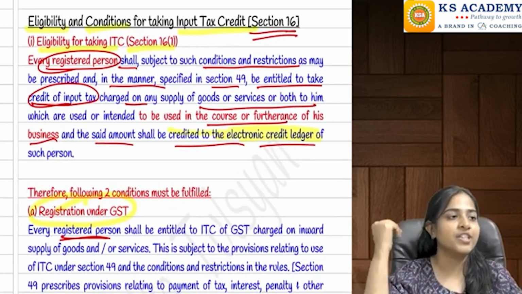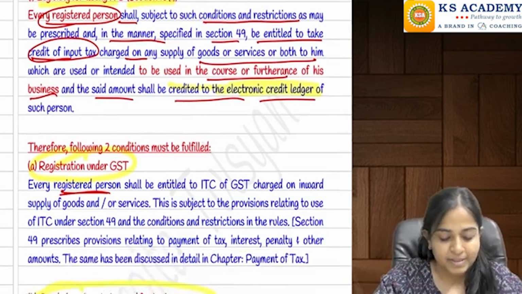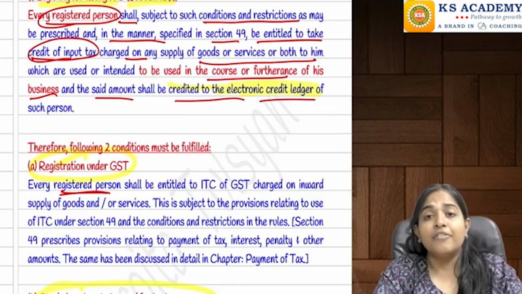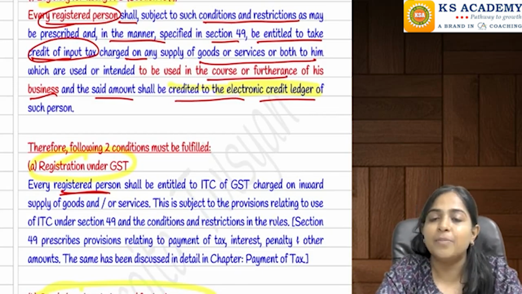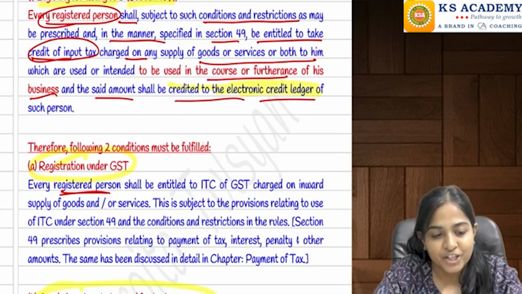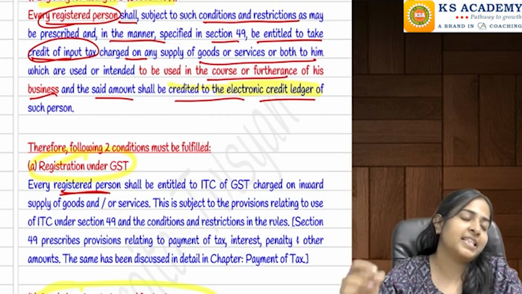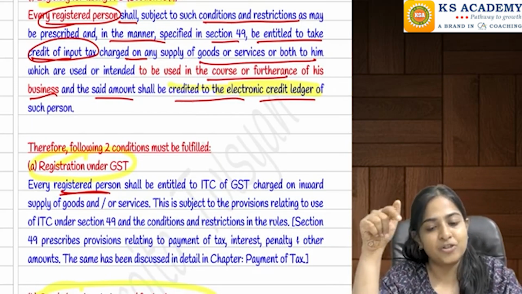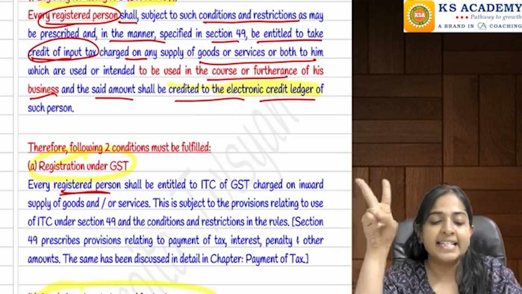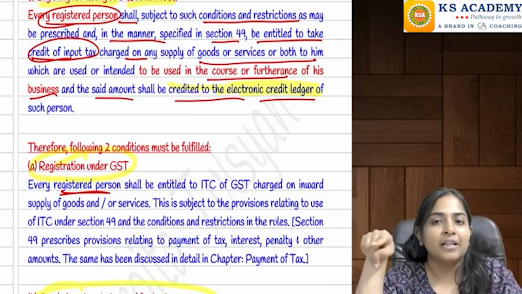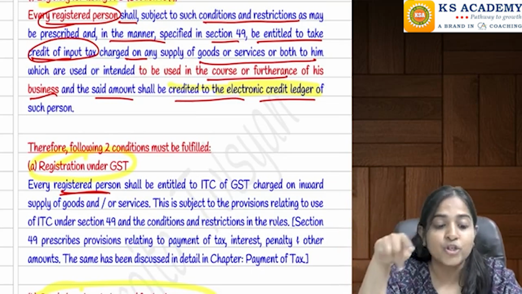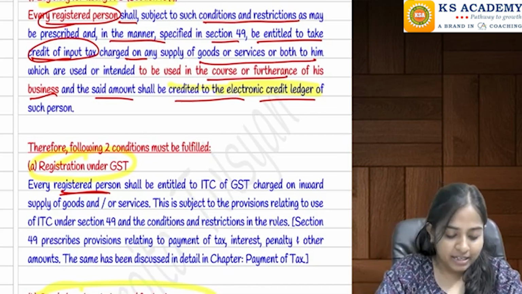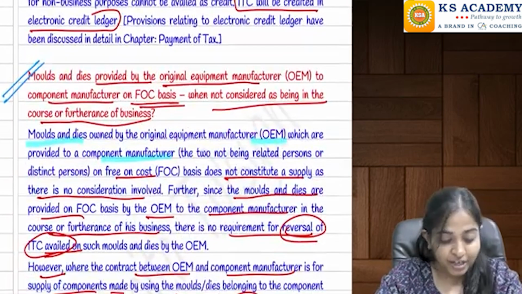Now starting with the main provisions. First one, section number 16. In section number 16, there were first two conditions which we have to check for the purpose of eligibility for taking the ITC. The first most important condition was the registration under GST. That is, the person who wants to take the credit of the input tax should be registered. Then only he can take the ITC. And second, the goods or services or capital goods on which he is trying to take the credit should be used in the course or furtherance of business. Very clear with this? This we had studied in the beginning of section number 16.